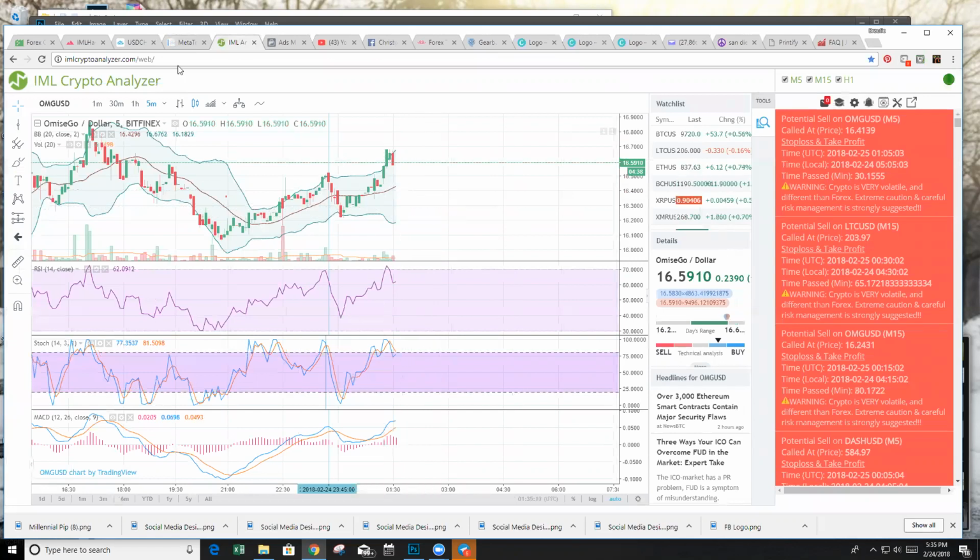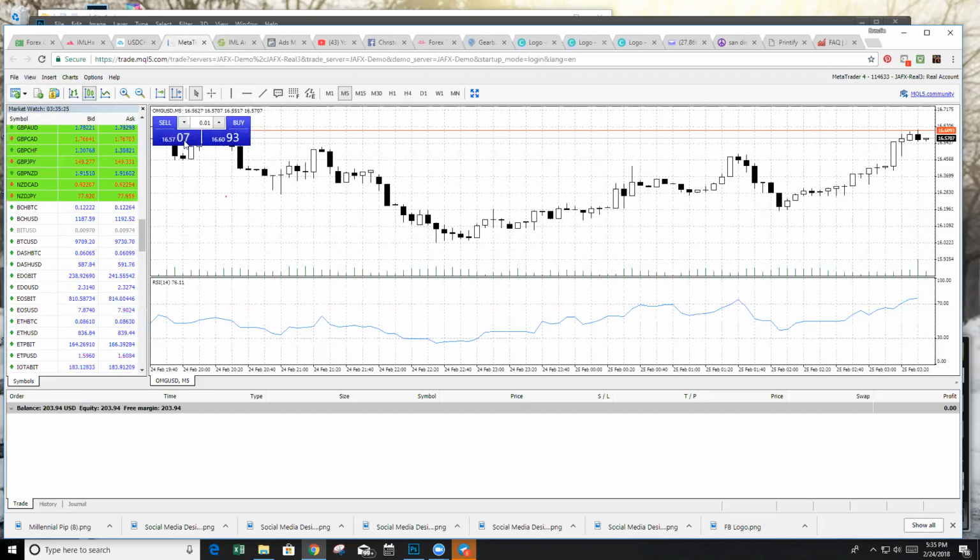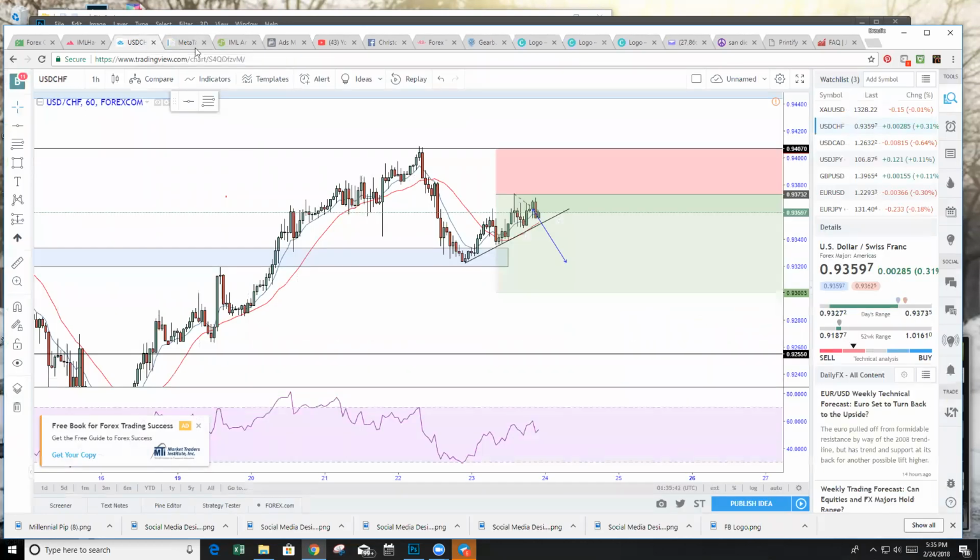Like with Bitcoin and Ethereum, with Bitcoin, a 0.01 is like a 0.10 in Forex. So it's like a dollar a pip, or a dollar every time Bitcoin moves, I think $10 or something like that. You just got to test it out. Right, exactly. Yeah.